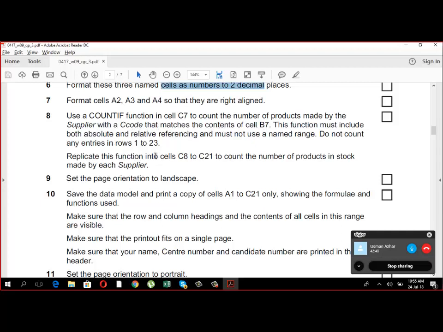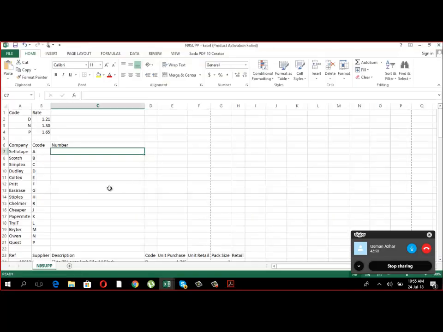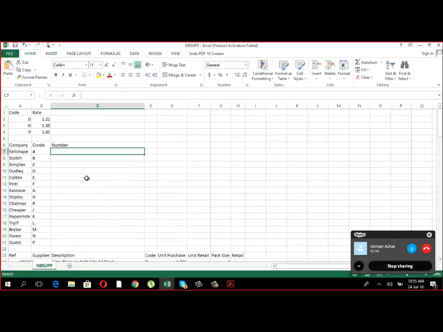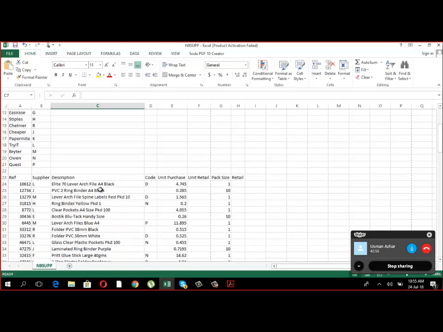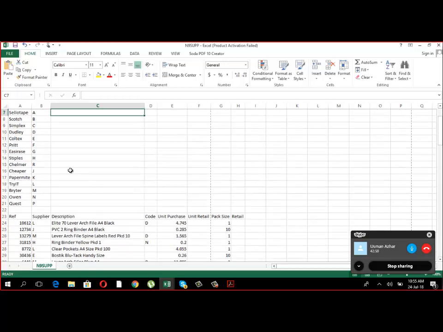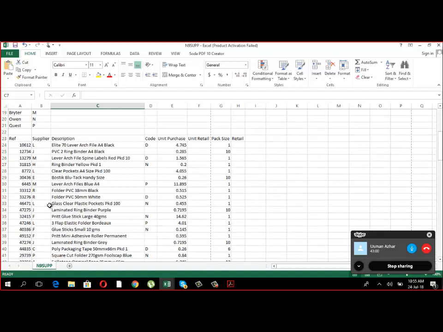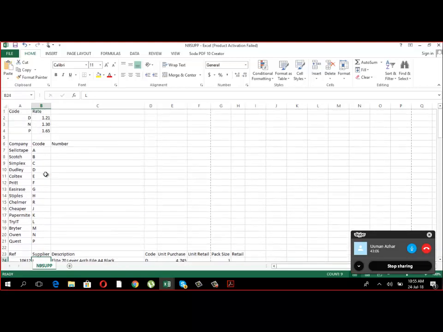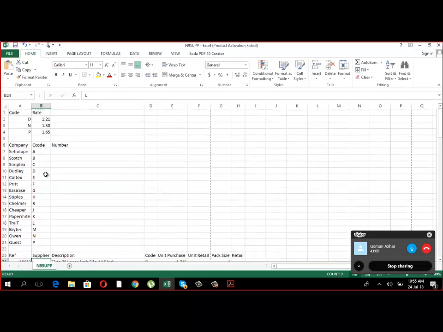Now, if you look over here, this is a C code, and I have over here different supplier sections. You can see over here, this is a supplier. Okay, so he's saying I need to count the number.